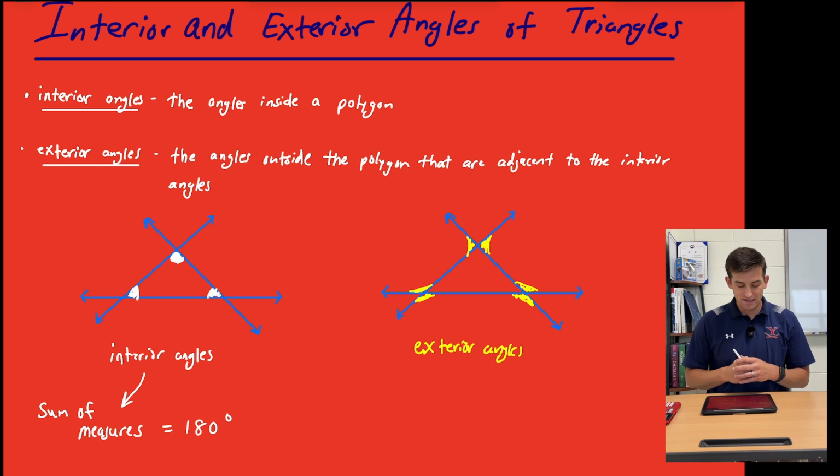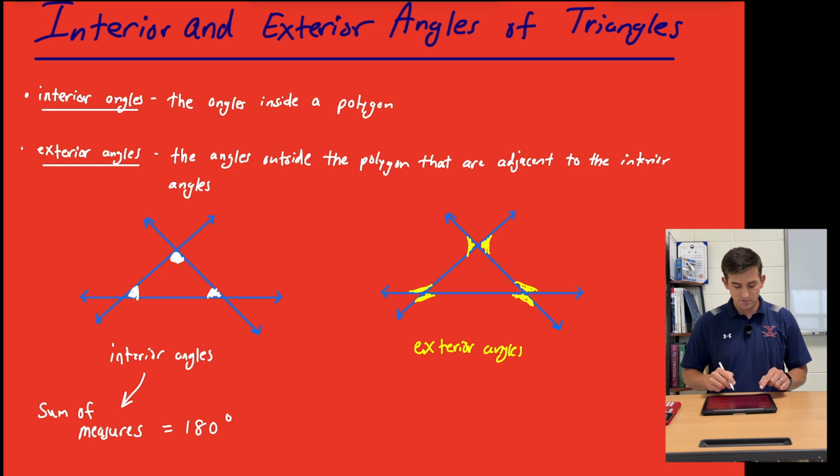So the interior angles are those angles that are inside the polygon, and the specific polygon we're going to be talking about in this video is a triangle. So exterior angles, those are angles outside the polygon, or in this case outside the triangle, that are adjacent, which means next to, the interior angles.